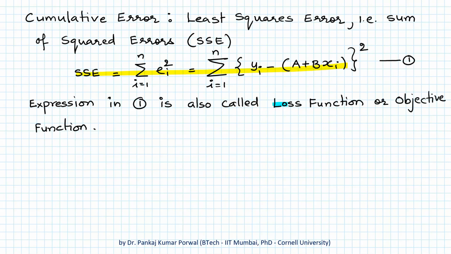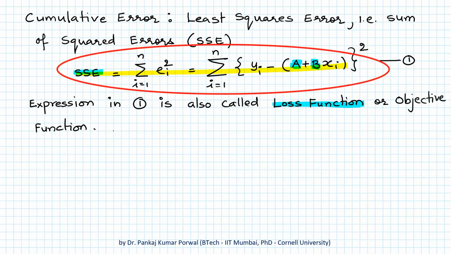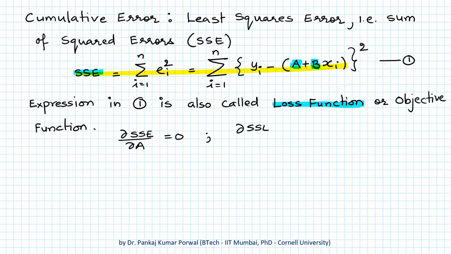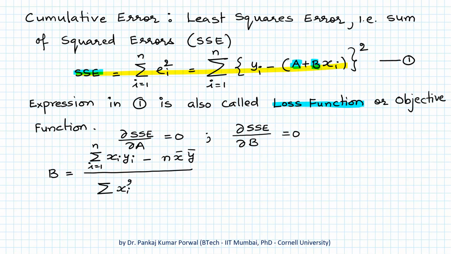And our objective is to minimize the loss function, and for that we need to find values of a and b such that our loss function is minimum, and that we can obtain by setting the partial derivative of the loss function with respect to a and b equal to 0. Now, I will not do the full calculation here, but I will write down the final values of a and b. So b equals (sigma xi yi, i from 1 to n, minus n x bar y bar) divided by (sigma xi squared, i from 1 to n, minus n x bar squared), and a equals y bar minus b x bar.